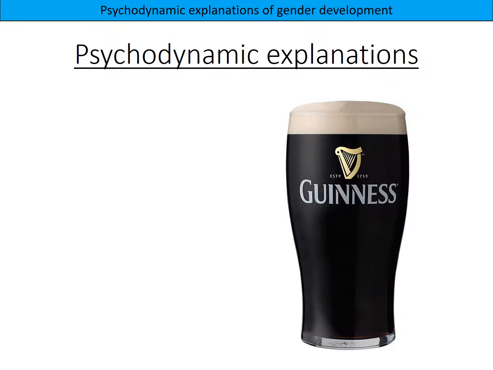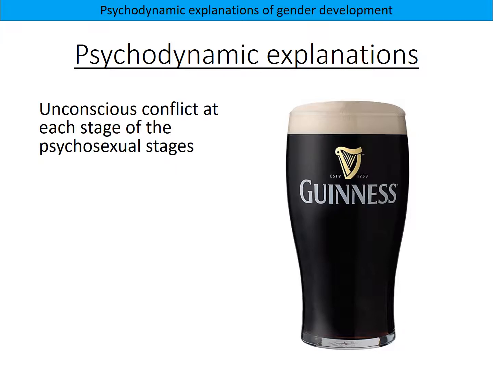If you think back to year 12, we already know a little bit about the psychodynamic explanation. As we know, there are a number of psychosexual stages which Freud said everyone goes through, and there's conflict at each of these possible stages. As a reminder, the stages are OAPLG. Our way of remembering this is old age pensioners love Guinness, hence the pint on the right-hand side, and that stands for the oral stage, anal stage, phallic, latency, genital stage.